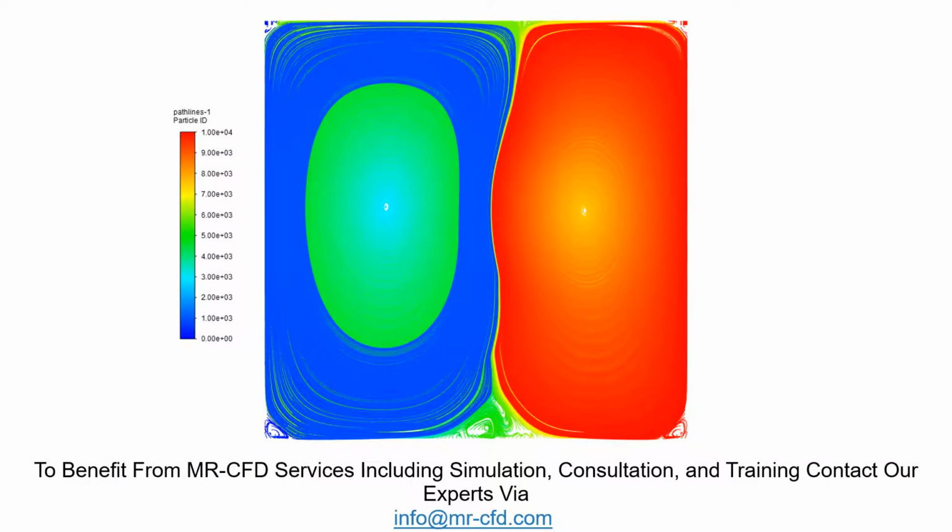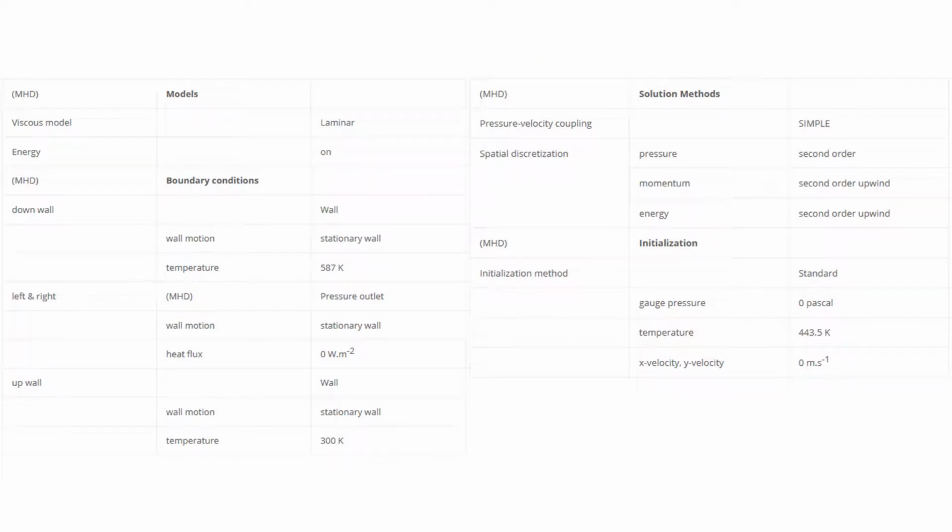Now in this slide you can see the path lines of our fluid inside our computational domain. You can easily see that two massive vortices have been generated inside our computational domain, which is caused by the magnetic field induced on our computational domain. Finally, a summary of the different settings and setup that we have used in our project is presented to you in the slide.